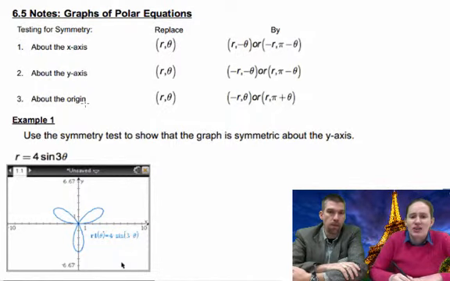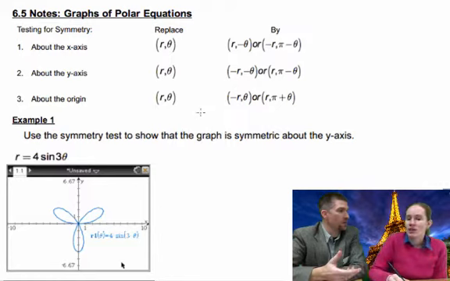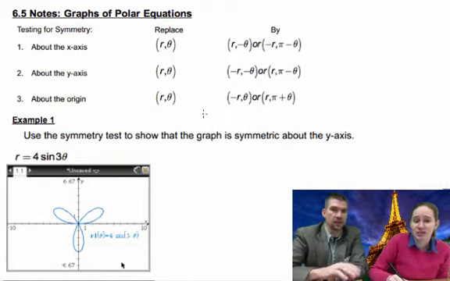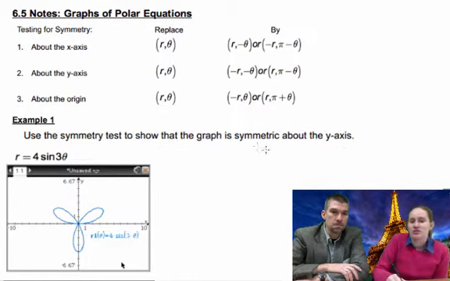It's kind of a tricky situation, because it'd be really hard to do without graphing it or having this there with you. It's really similar to trying to determine if a function's odd or even. There are a lot of similarities between those things. So we're going to use the symmetry test to show the graph is symmetric about the y-axis.